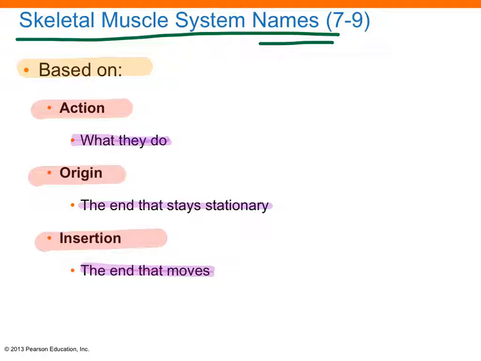Now we're going to talk about skeletal muscle system names. They're based on three things. Action. Action is what they do. Origin. Origin is the end that stays stationary, and then insertion is the third thing, and that's the end that moves. So they're based on action, origin, and insertion.